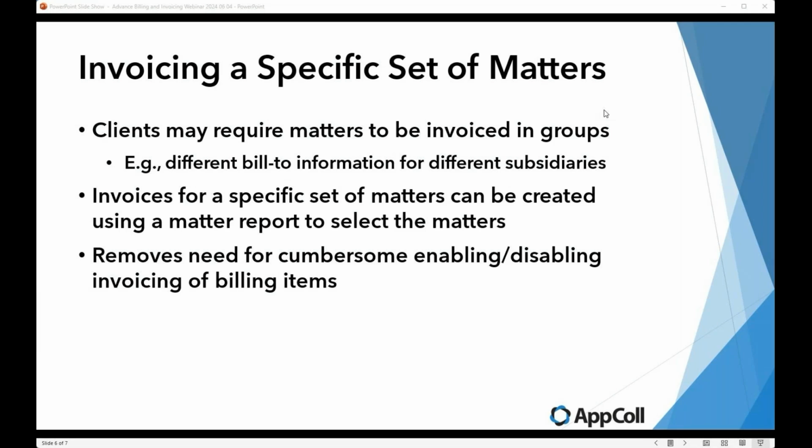And one of the things this can do is remove the need for really cumbersome enabling and disabling of invoice billing items during the billing process, which we know is cumbersome. So basically, it gives you the ability to just pick a very specific set of matters for invoicing all at once, as opposed to having to pick a specific set of billing items. So let's just walk through that process. Before we do that, I'm just going to clean up AppColl a bit here. So I'm going to regenerate these invoices again.